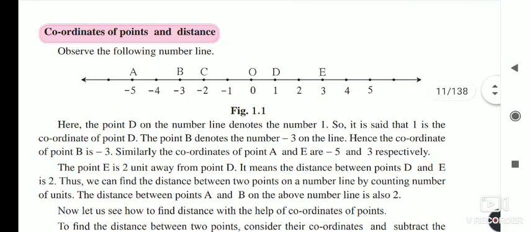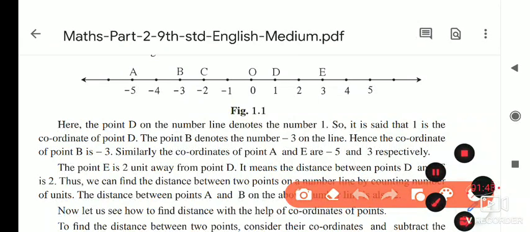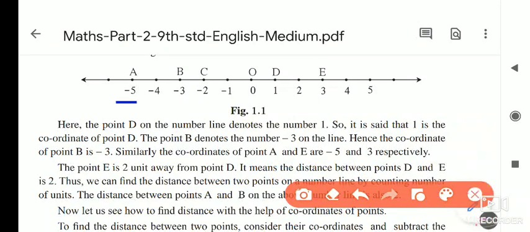Now here are the coordinates of the points that we had seen. What is the coordinate of point A? Point A's coordinate is -5. What is the coordinate of E? E's coordinate is 3. What is the coordinate of C? It is -2. In that way, we are identifying the coordinates. We saw how to solve this.